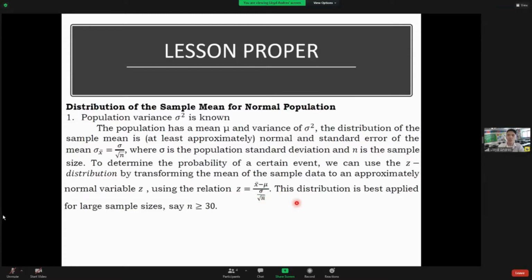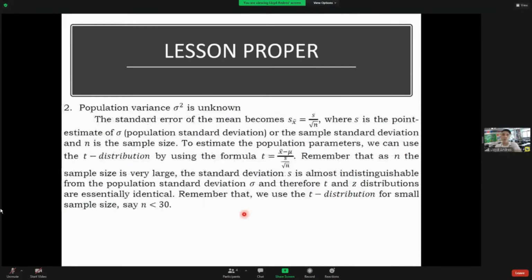So this distribution is best applied for large sample sizes, say n is greater than or equal to 30. As n is greater than or equal to 30, magamit ni siya. Tapos wala nakasulti dito nga assume that the distribution is normal distribution. Kung wala naka-indicate, kani atong gamiton. Pero kung naka-indicate nga normal distribution siya, wala na ning over square root of n.